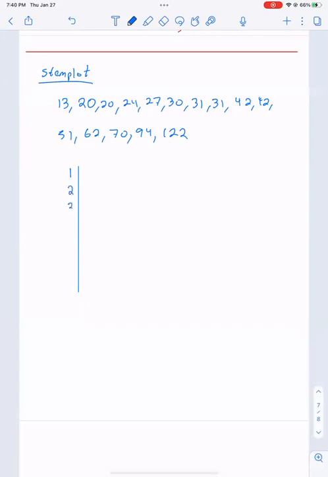31 and 31, that just gets a 3. 42, 42 gets a 4. 51, 62, 70. Even though there's nothing within 8, I will not leave it blank or skip it. I'm still going to write it. Then 9, then 10, then 11, and finally 12. So those are my stems.